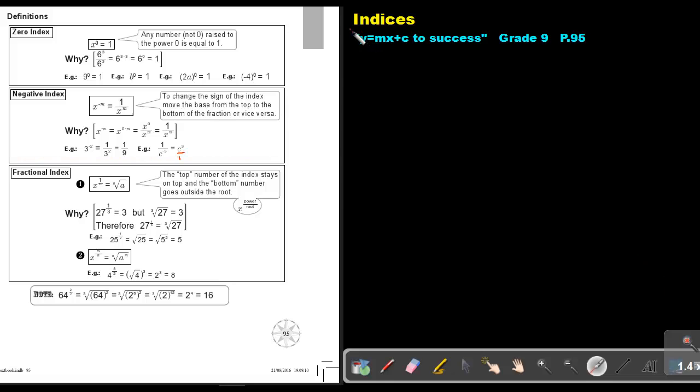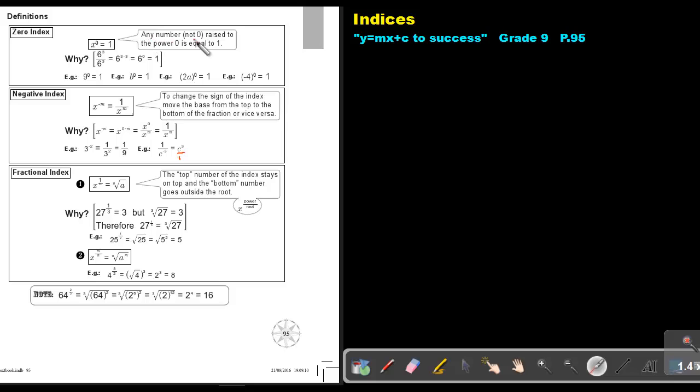Part 17, Indices. You will find this on page 95 in the Namibian Mathematics Grade 9 textbook, y equals mx plus c to success. Let's look at a few definitions. The zero index.